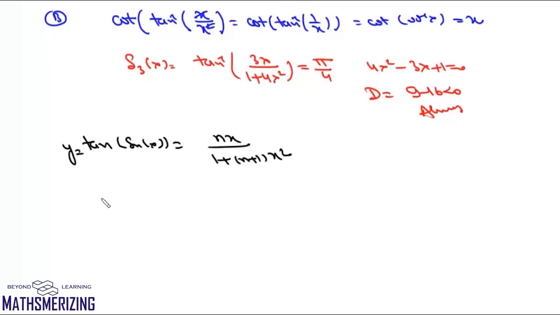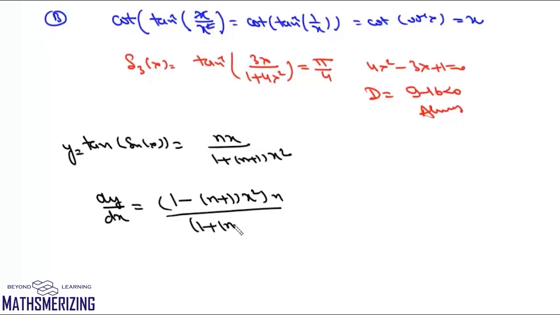Now if we take this as y, and if we differentiate this function, dy by dx will be equal to 1 minus n plus 1x square into n upon 1 plus n plus 1x square whole square. So here we'll get one root, which is 1 upon under root of n plus 1. Now this is plus and this is minus. So this function will have a local maximum at 1 upon under root n plus 1.